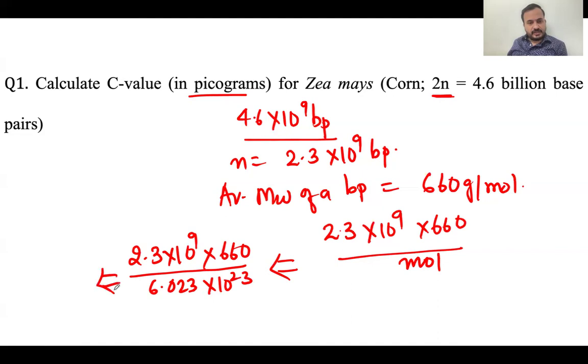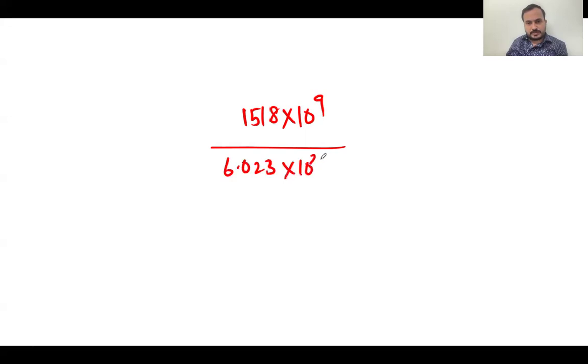You can make use of a calculator to calculate it. If you try to solve it, I'm making use of my calculator, the numerator will become 1518 into 10 raised to power 9, and then in the denominator you have 6.023 into 10 raised to power 23. And the unit will be gram. And this will come to 252 into 10 raised to power minus 14 gram.